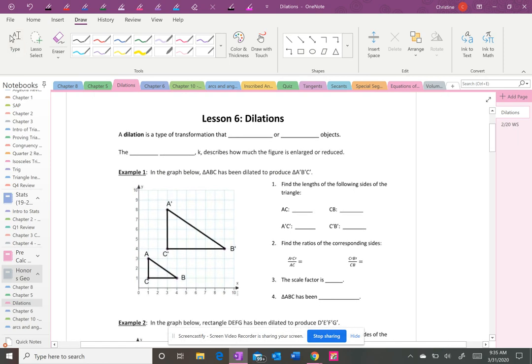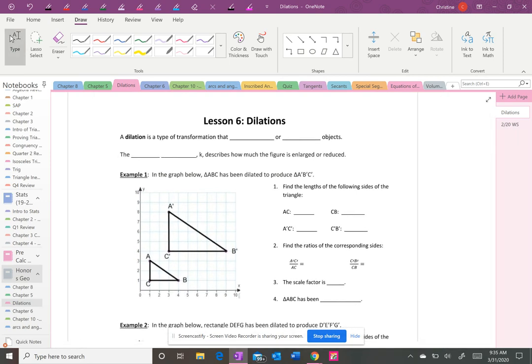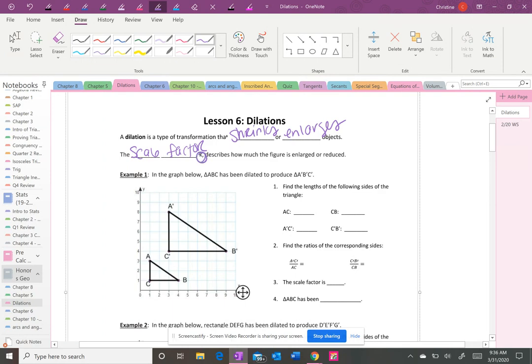So a dilation is a type of transformation that either shrinks or enlarges objects. And then we have what's called the scale factor. I don't know where they came up with this variable, but we're going to use the variable k anytime we're talking about the scale factor.